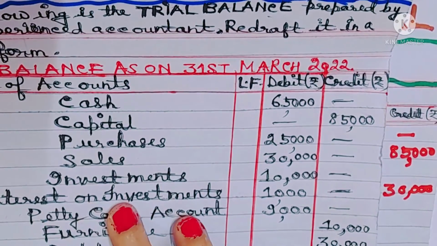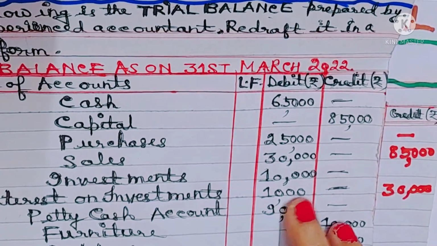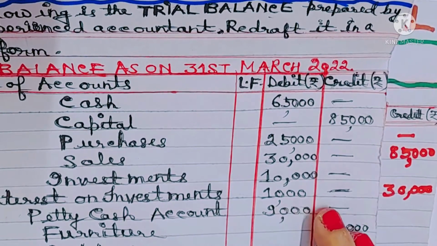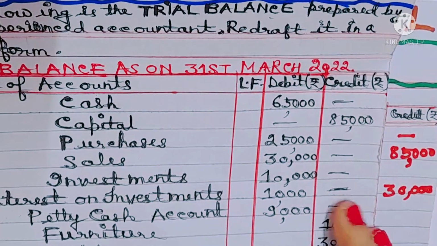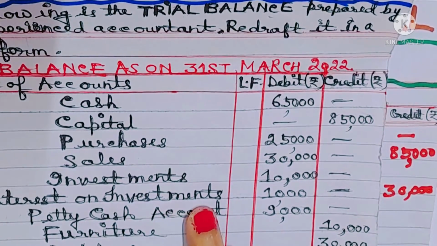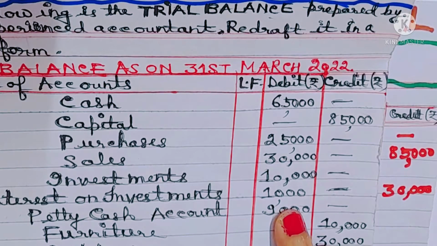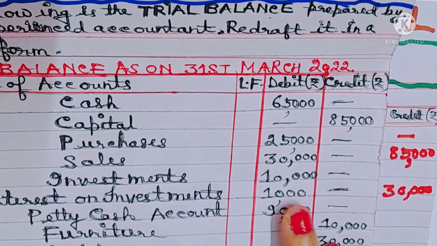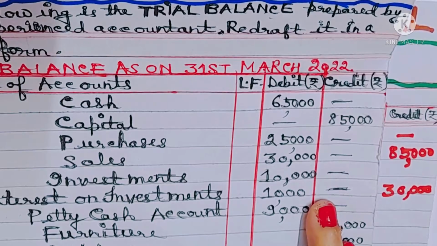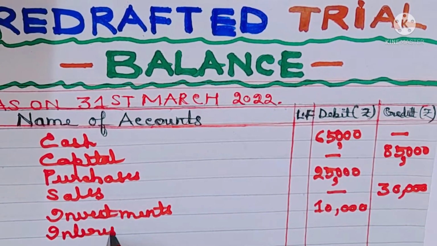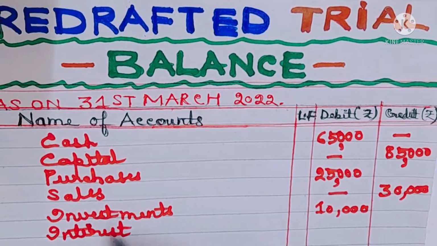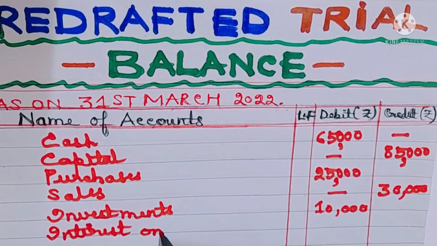The next account is interest on investment, 1,000, which has been wrongly written in the debit column. It should have been written in the credit column, but the inexperienced accountant had written 1,000 in the debit column. So now we have to rectify and write interest on investment in the credit column. Let's write interest on investment.